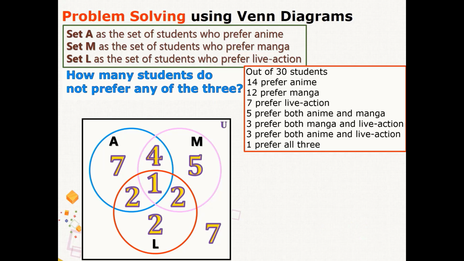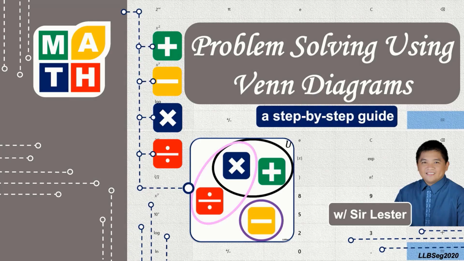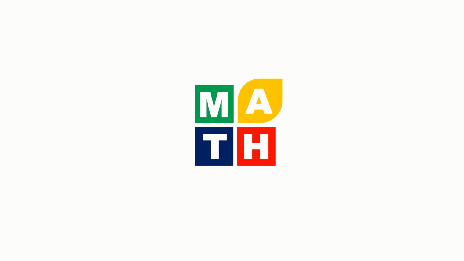Step 5 is to answer the question, how many students do not prefer any of the 3? The answer is 7. We could also add other questions here, such as those who prefer anime, manga, or live action only. These are the basics in using Venn diagrams to solve problems.